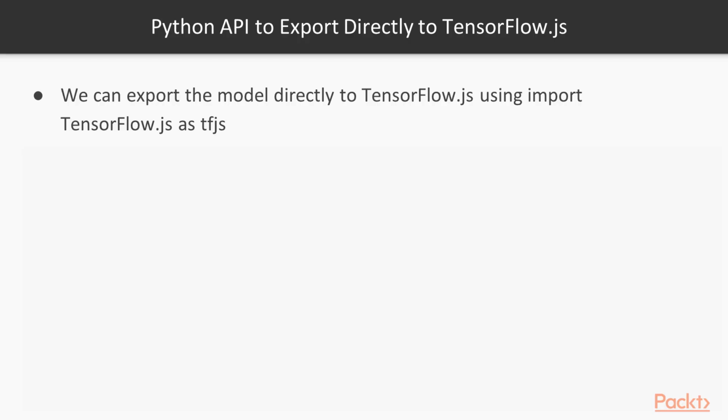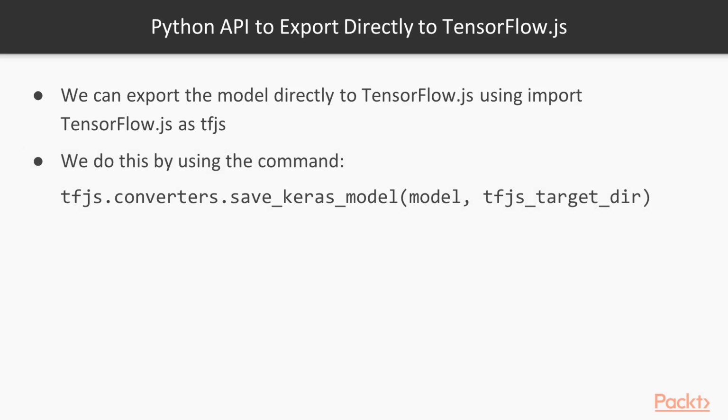There is another way to export the model directly to TensorFlowJS using TensorFlowJS inside the Python environment. We first import tensorflowjs as tfjs, and then we can enter the command tfjs.converters.save_keras_model and enter the model as well as the tfjs target directory. This will save the Keras model directly as a TensorFlowJS model.